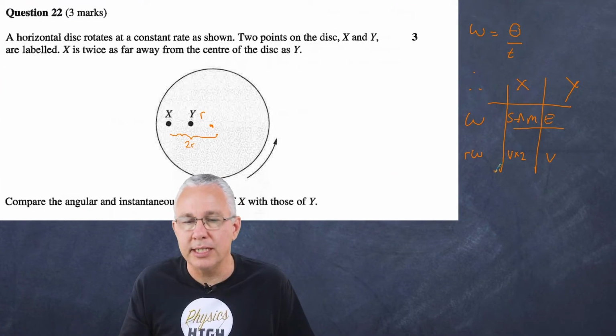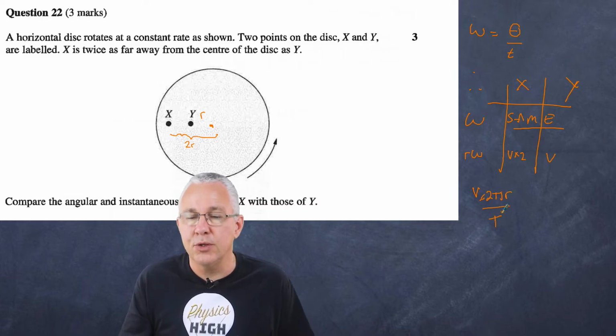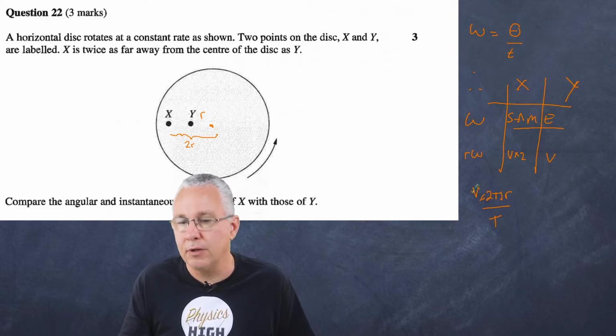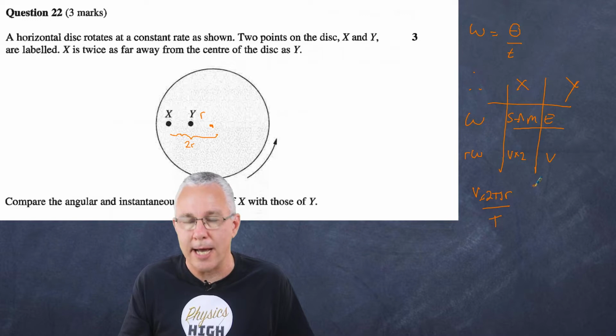Now, another way to look at this is also that velocity is equal to the complete circumference, 2 pi r, over t, which again shows you there is a linear relationship between the radius and the velocity, and so again the velocity at x must be twice that of the velocity at y.